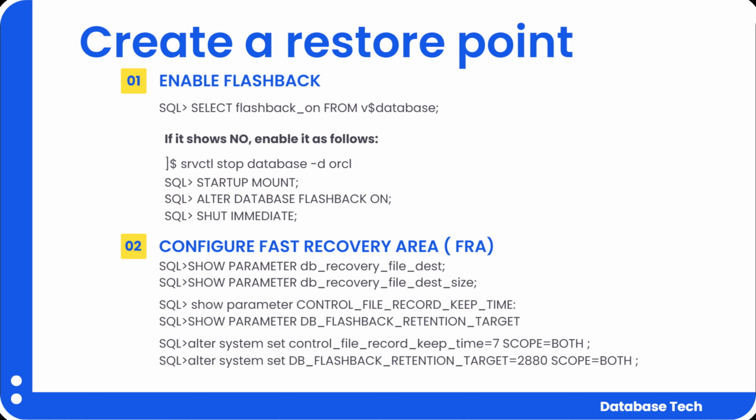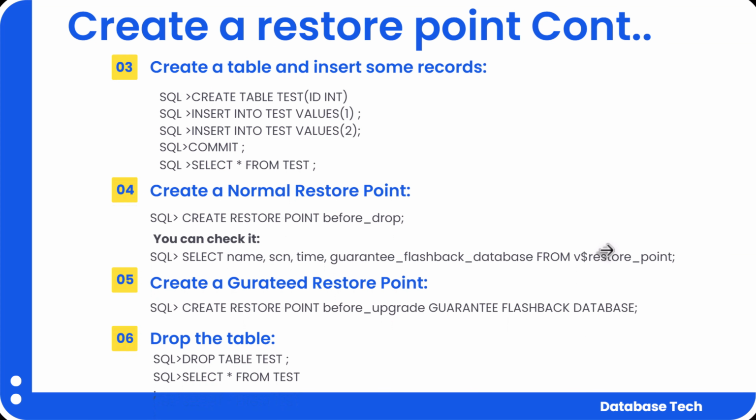First, enable the flashback if it is not already enabled. Second, we'll set the FRA. Third, create a table and add some records. Next, we'll create a normal restore point or a guaranteed restore point. That depends on your requirement. Next, we'll drop the table. We assume that someone has accidentally dropped a table. Now we need to restore the database. There might be other cases where an upgrade failed or any other schema changes went wrong and we need to restore the database.